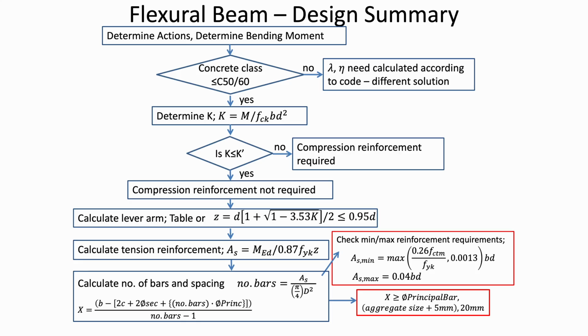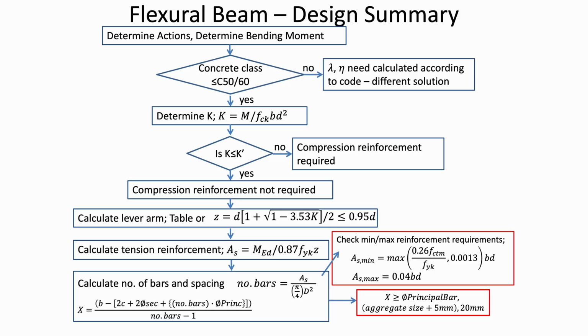The first check concerns the concrete class. For concrete up to C50/60, we can use the simplified rectangular stress block exactly as we derived it in the lectures. For higher strength concrete, the coefficients lambda and eta must be calculated according to Eurocode 2, which leads to a slightly different solution path.